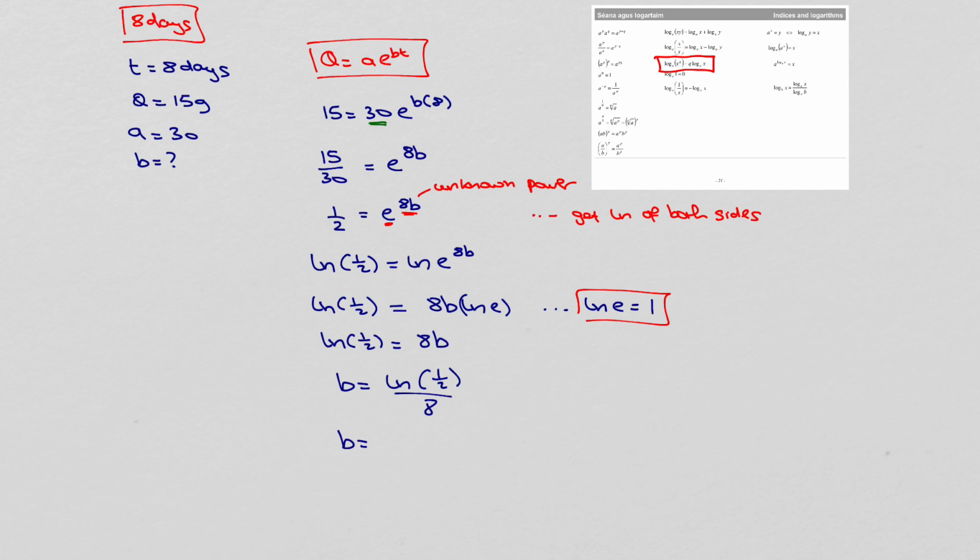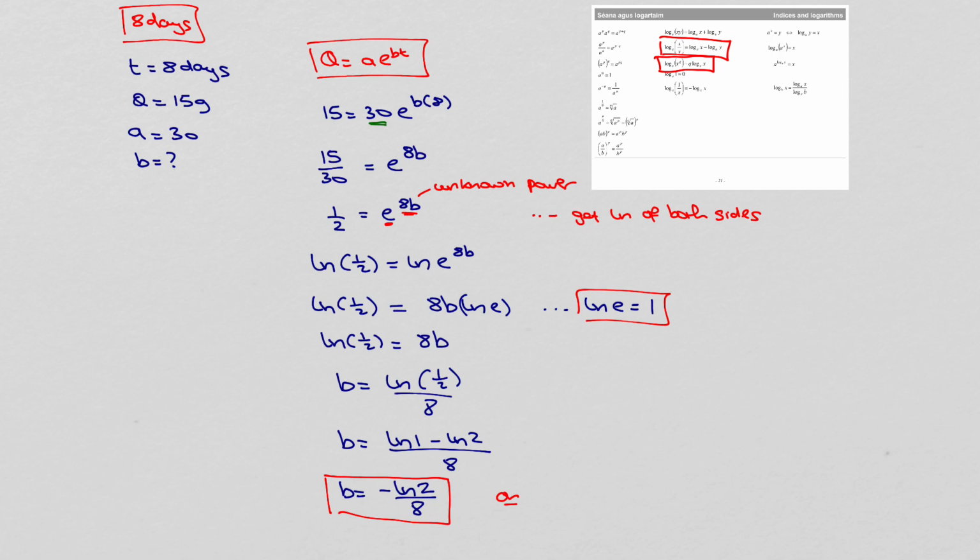And what's interesting about this is, again, I can go back to my log rules. I have one number divided by another, which is the second rule down. So that can be written as natural log of 1 minus natural log of 2 over 8. And natural log of 1 is always 0. So therefore that natural log of a half divided by 8 actually simplifies to minus natural log of 2 over 8. Now in the exam, we could be asked in the leaving cert to leave it in log form, or we could be asked to write that as a decimal correct to so many places.